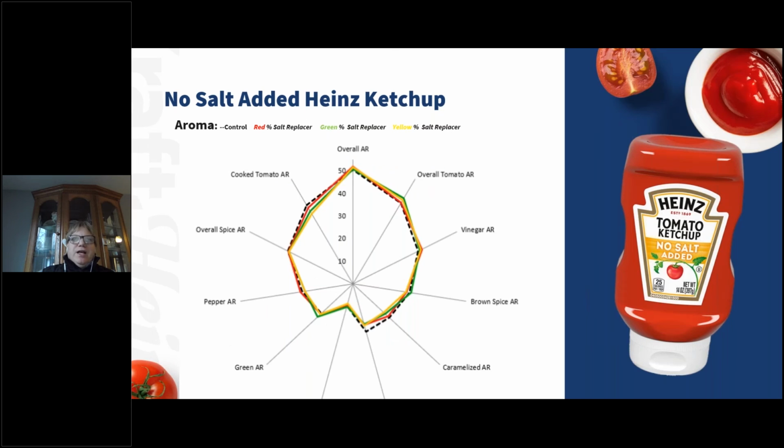Next, we analyze aroma: the overall ketchup aroma, the vinegar, which is very important for ketchup preservation, brown spices, caramelization, onion, green, pepper, overall spice, and cooked tomato. Next slide, please.